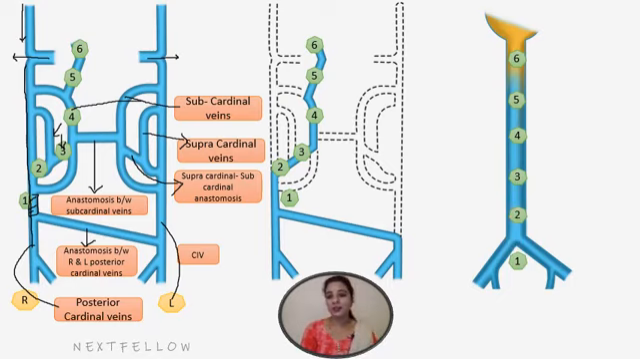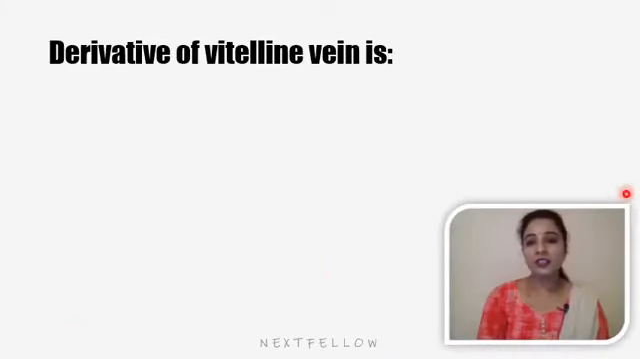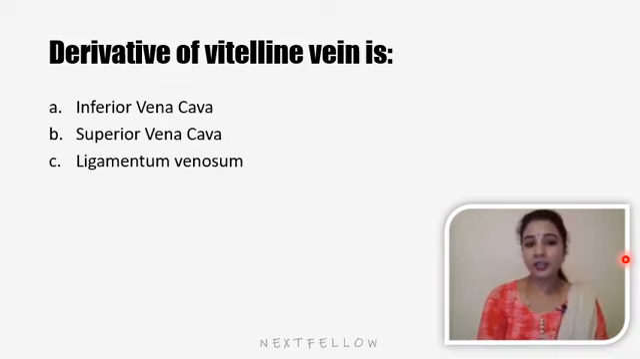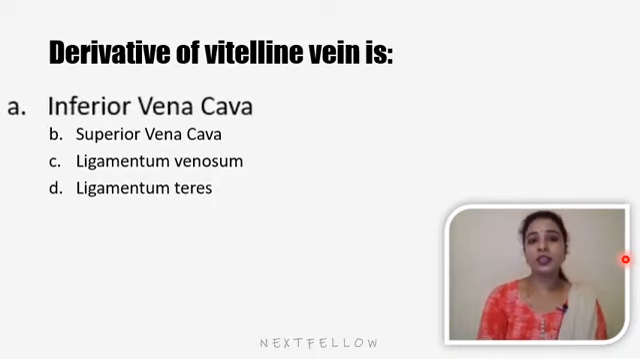So this completes the development of the inferior vena cava, and let's see a question associated with it. Which of the following is a derivative of the vitelline vein? Inferior vena cava, superior vena cava, ligamentum venosum, ligamentum teres. The answer is the inferior vena cava, because vitelline veins give rise to a little portion of the inferior vena cava, and also to the veins associated with the gut, like hepatic veins, hepatic sinusoids, ductus venosus, and it forms the portal vein, the inferior mesenteric vein, superior mesenteric vein, and splenic vein.